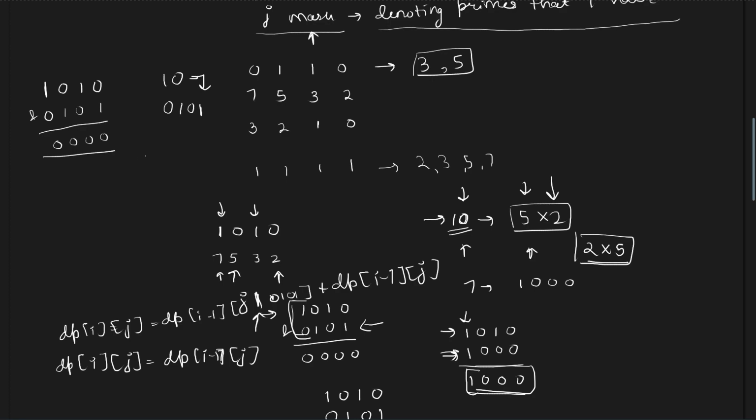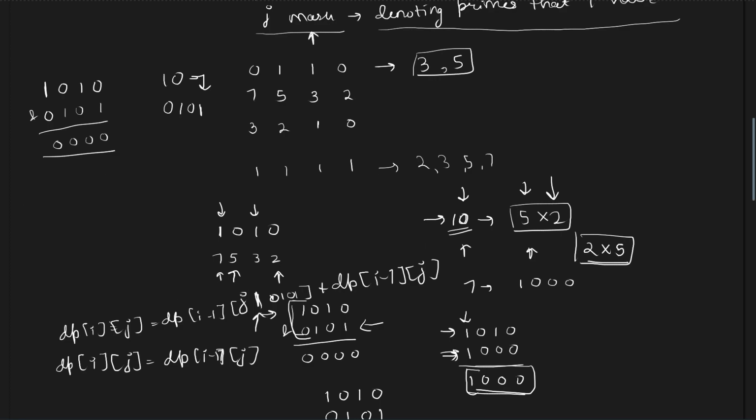Otherwise, if there are some values common, that means there was a factor which was already included in my product, and if I include the current element, that factor would be included again. So I definitely don't want that, since I want all the prime factors to be distinct. So once I have done this, I have made sure that it can be included in my answer.